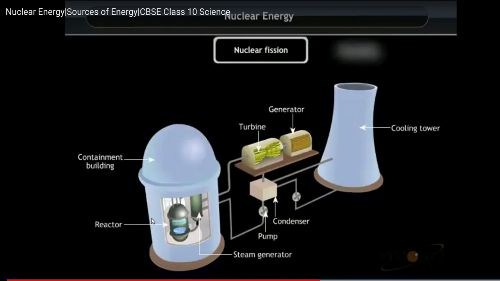This energy release is used to take water, convert it into steam, and this steam is used to turn the turbine. This turbine is connected to a generator, which will convert the nuclear energy, which causes the rotation of the turbine, into electrical energy, which is what we want.